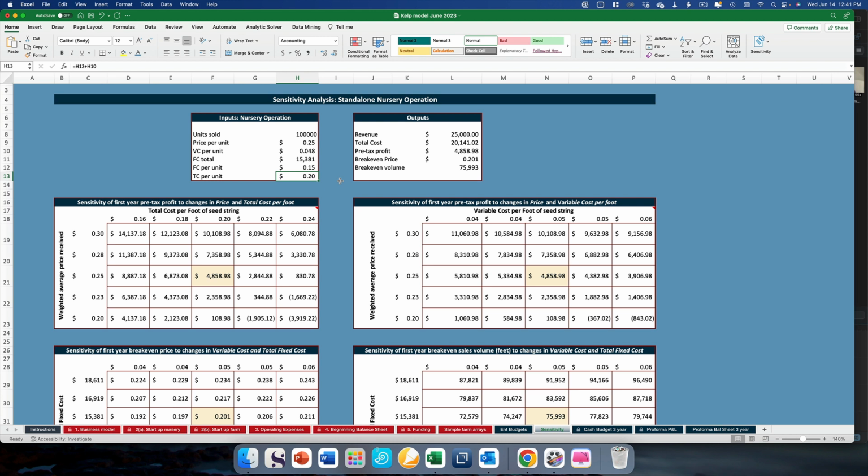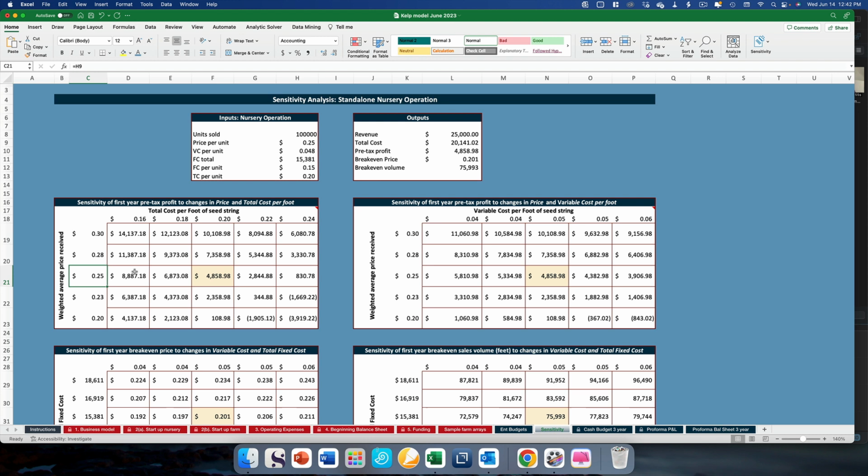Sensitivity analysis is basically a way of looking at how important parameters change with changes in inputs. All right, so here we have our pre-tax profit right here, $4,800 just from the nursery operation. Okay, that's this. Here's our pre-tax profit. Here's our total cost up here, 20 cents. That's from here, right? Here's our total cost. Here is our price, 25 cents. That comes from here.